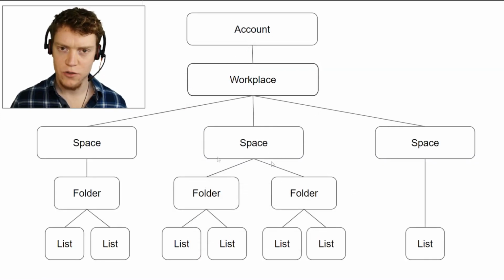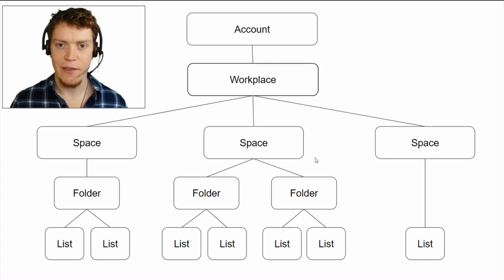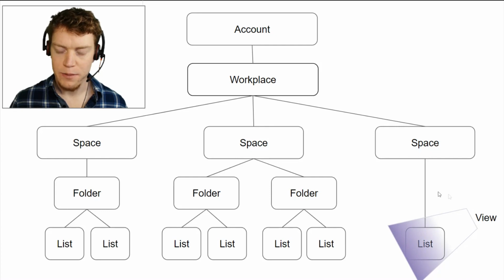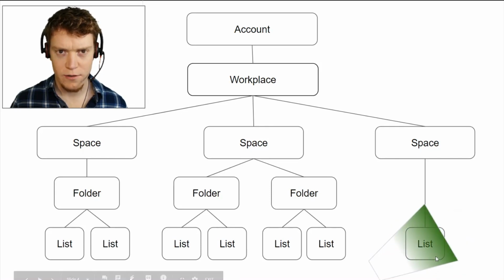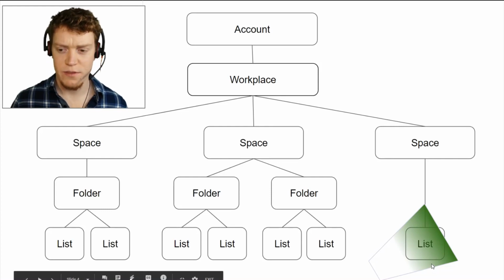Now, when we're looking at our structure, there's one more piece, and that's views. Now, what views are is essentially the ability to see a certain item in a certain way. So we can have a view of this list down here, but we can also have a second view of that same list, or a third. Now, why would we want 3 views of the same thing? The reason is that they can show us different things.